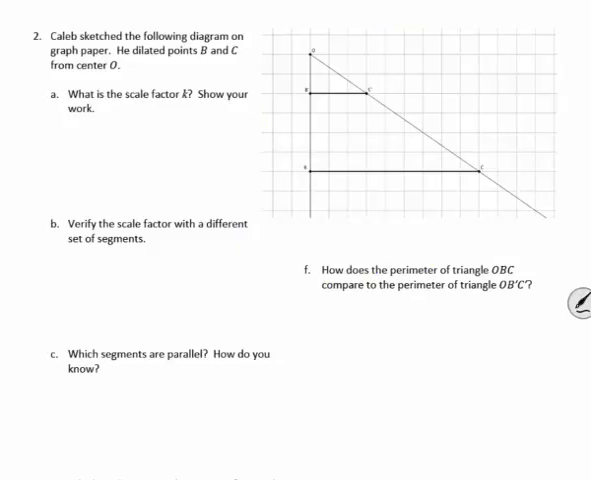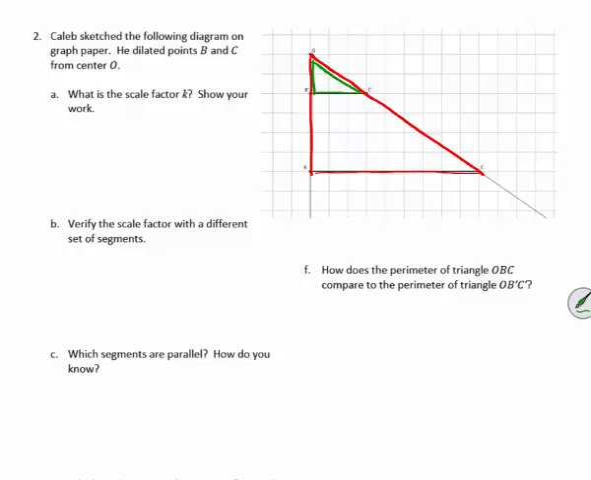All right, let's see if we can look at another example here. So here's one that's actually done on a graph. So he dilated points B and C from center O. So here is our original. I'm going to outline the original in red. So this time our original is bigger. All right. Then we have our image up here. Okay. What is a scale factor of K?